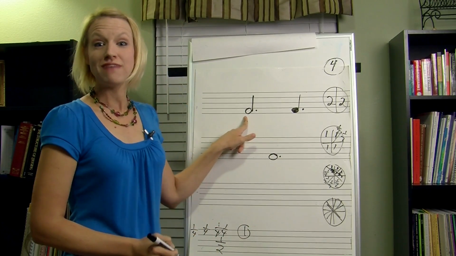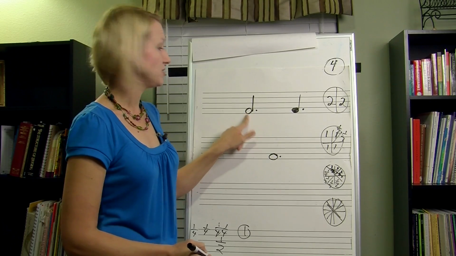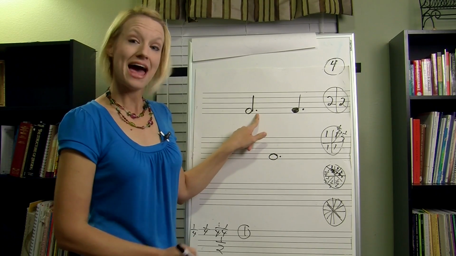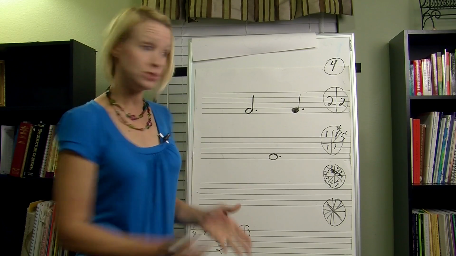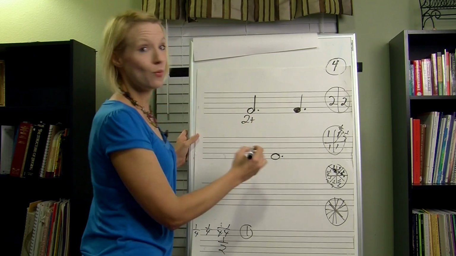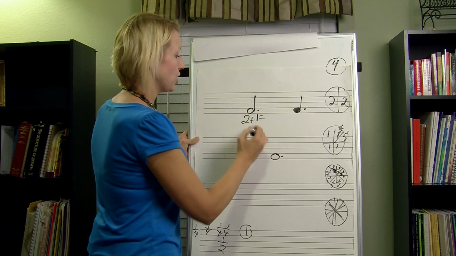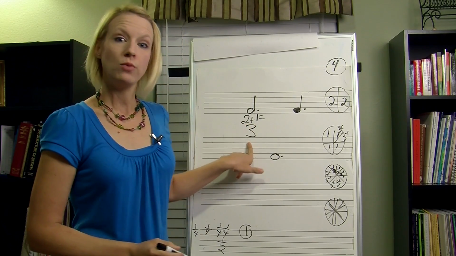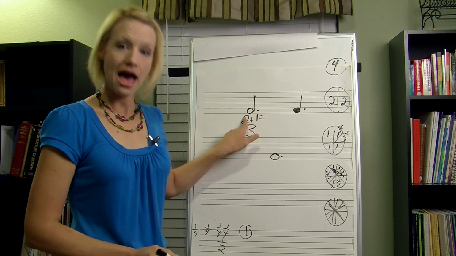So if the original value is 2 of this note right here, we would add a half of that 2. What's half of 2? 1. So this note right here would be worth 3 beats. And we call this a dotted half note.